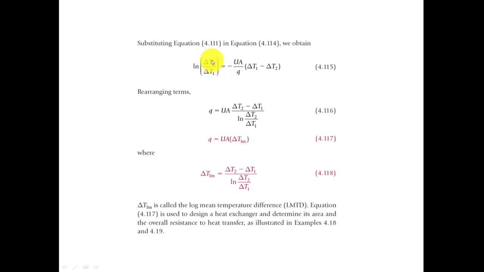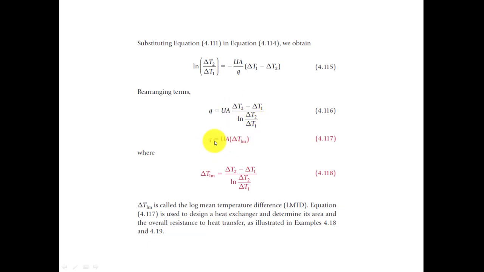Next step. Now we have the equation: natural logarithm of del T2 by del T1 is equal to UA upon Q, and in place of inlet and exit we have written del T1 minus del T2. From here we can find the value of Q, and Q will be equal to UA times del T2 minus del T1. Because it was a negative sign, this has been flipped now. If you remove the negative sign, then the terms will be T2 minus T1 divided by the natural logarithm of T2 by T1.